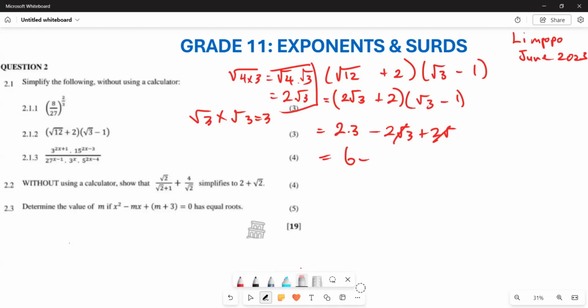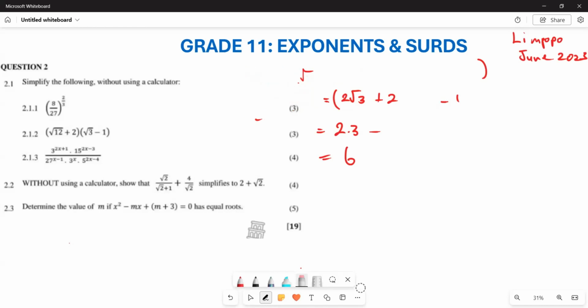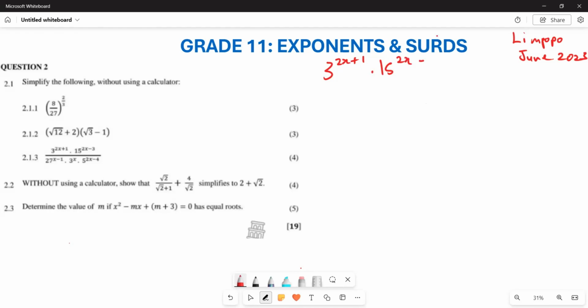Now let's do the second one and see what you can do here. You are given 3 to the power of 2x plus 1 multiplied by 15 to the power of 2x subtract 3, divided by 27 to the power of x subtract 1 multiplied by 3 to the power of x multiplied by 5 to the power of 2x subtract 4.